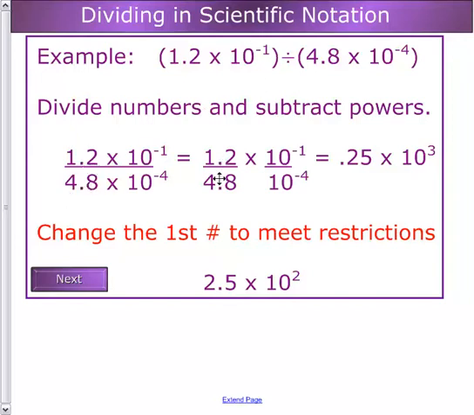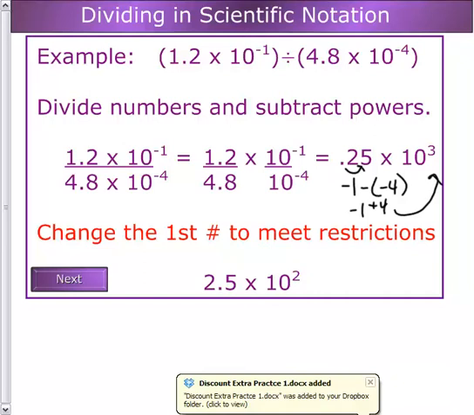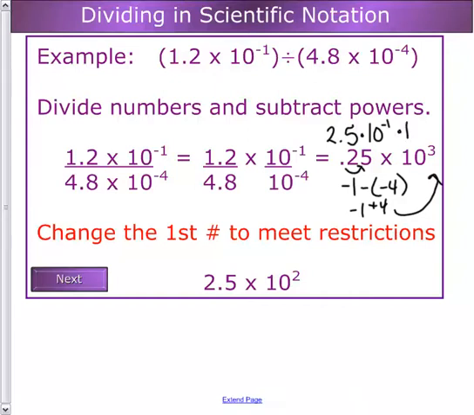So here, we're going to divide the numbers, and we get 2.5. We're going to subtract the exponents, and we get -1 minus a -4, which is like adding 4. So -1 minus -4 is a 3. Now, this is not written in scientific notation. We need to move it 1 decimal point place. So that means what I would do is I would multiply 2.5 times 10 to the -1st power times 10 to the 3rd power, which would give me 2.5 times 10 to the 2nd power.